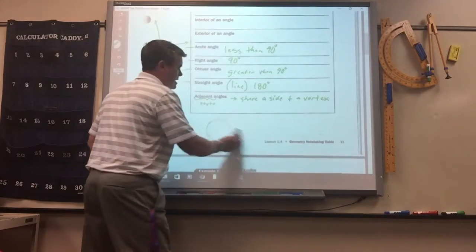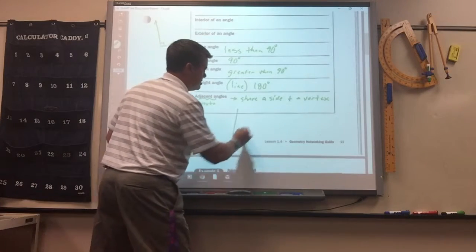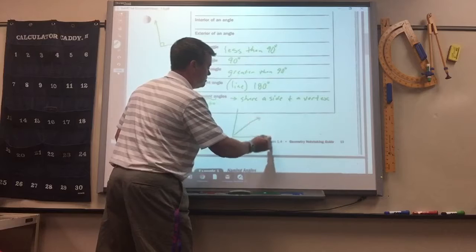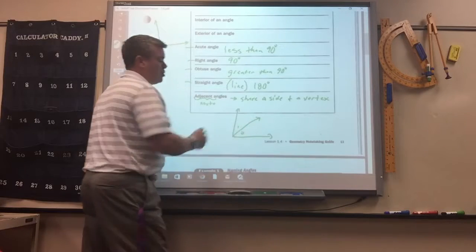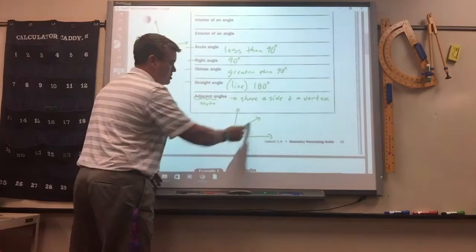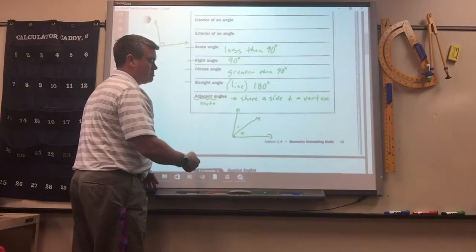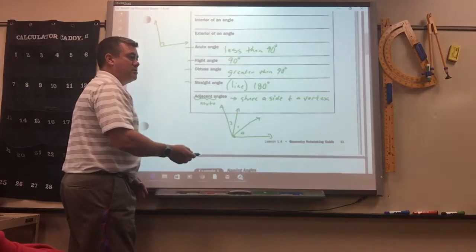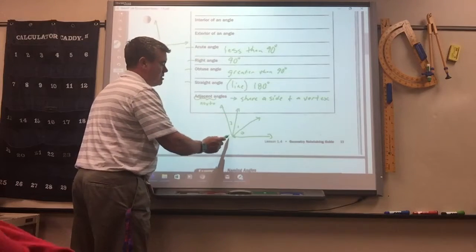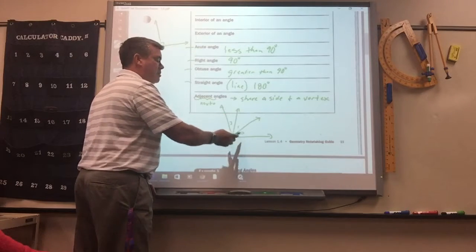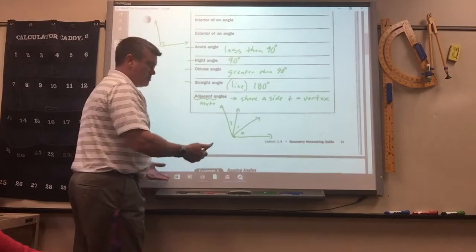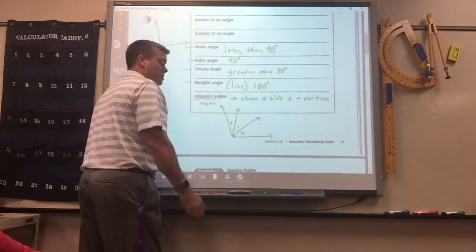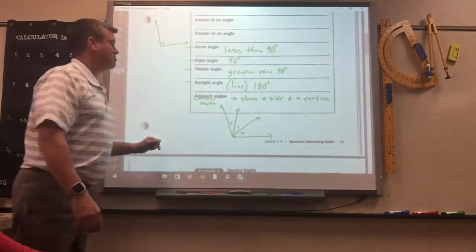So adjacent angles would be like this. Angle 1 and 2 are adjacent because they share this side and they share that vertex. If I put another angle in there, 1 and 3 are adjacent because they share a side and a vertex. 2 and 3 are not, because they don't share a side. They share a vertex, but they're not adjacent, because they're not next to each other.